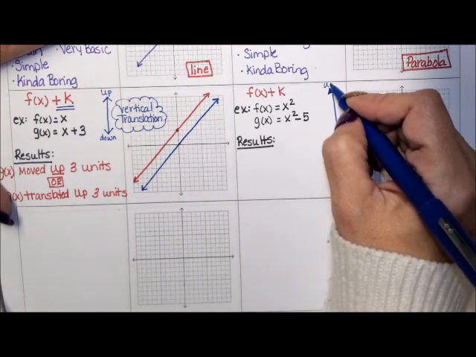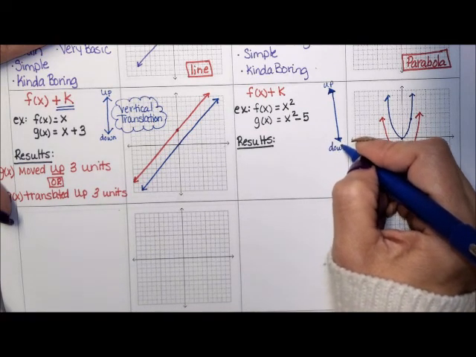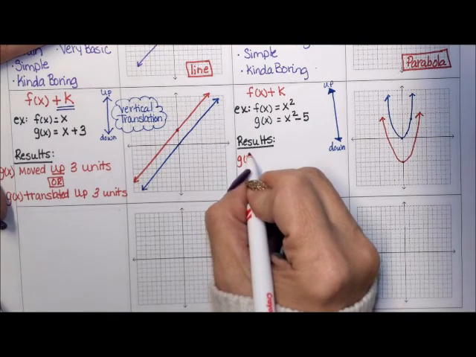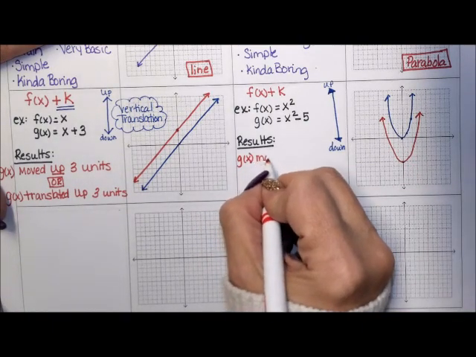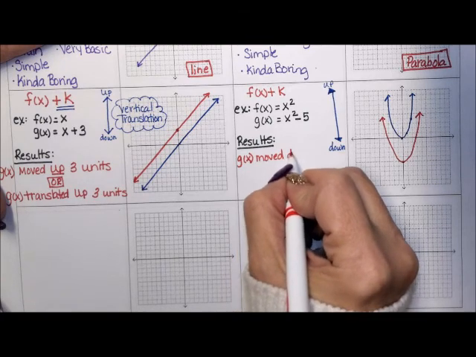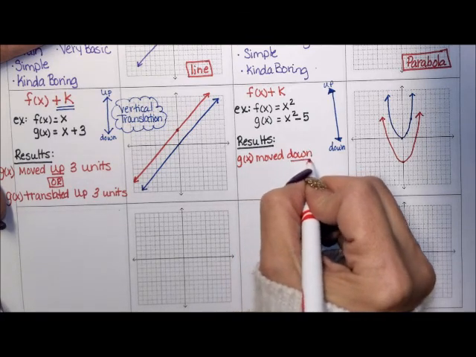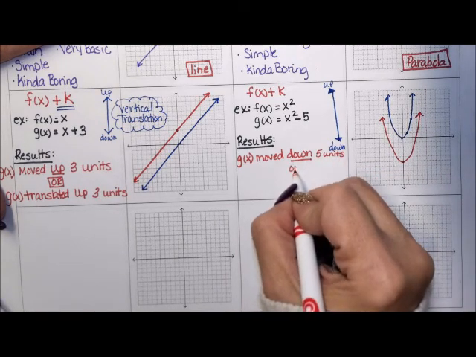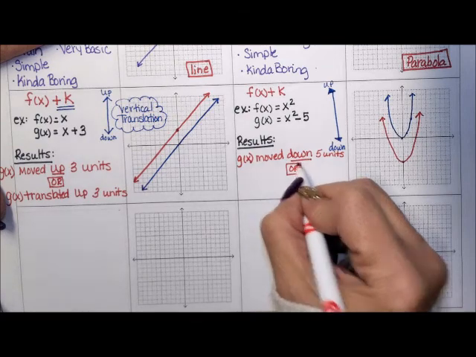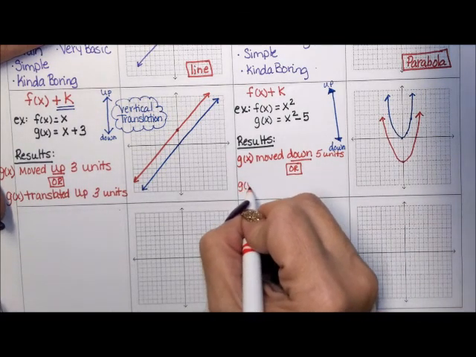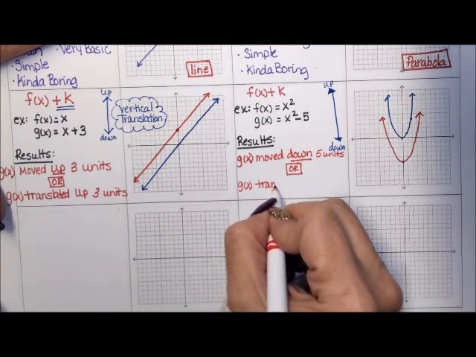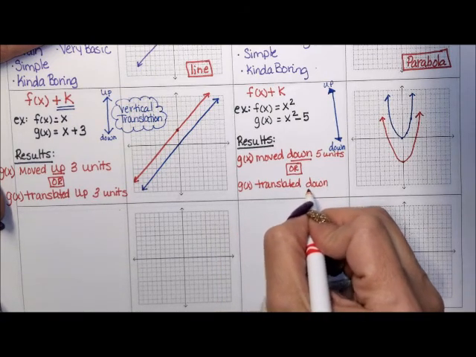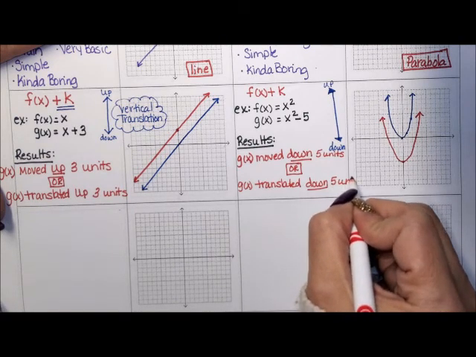And I'm going to say up and down. And we're going to write, you know what, the exact same thing. G of x moved down, I'm going to underline the word down, 5 units. Or, and then we're going to use our mathy language. We're going to say G of x translated down, I'm going to underline the word down, 5 units.